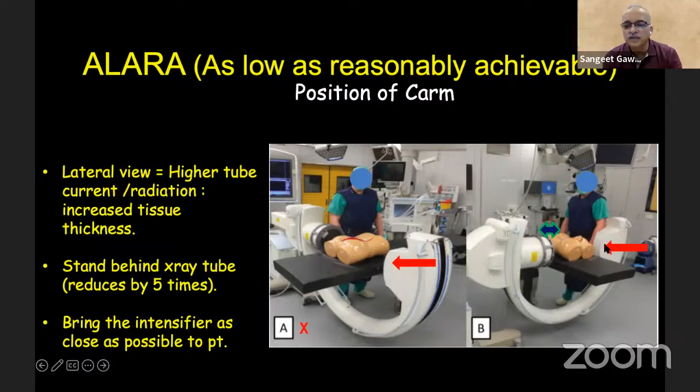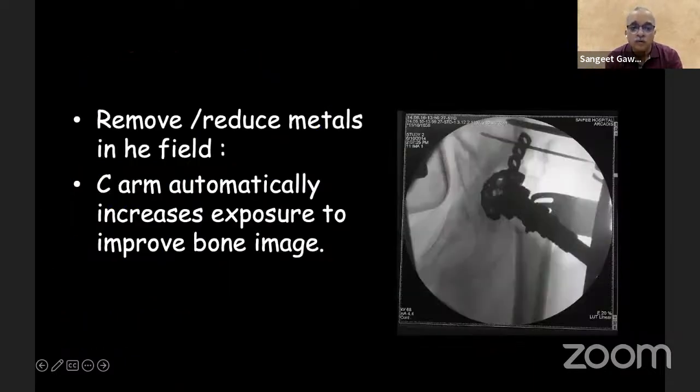So bring the X-ray tube closer to the patient, stand towards the X-ray beam so that the radiation will go through the patient and be captured by the intensifier or the camera, and the scattered radiation will be reduced. If you are standing on the opposite side of the X-ray tube, your exposure is 5 times more.